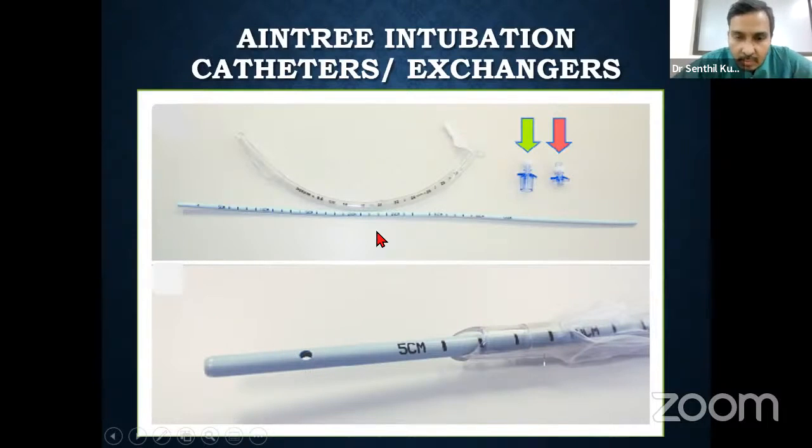So when you are not able to re-intubate, you can ventilate through this. So that is one of the biggest advantages. The second advantage is the diameter of the entry.